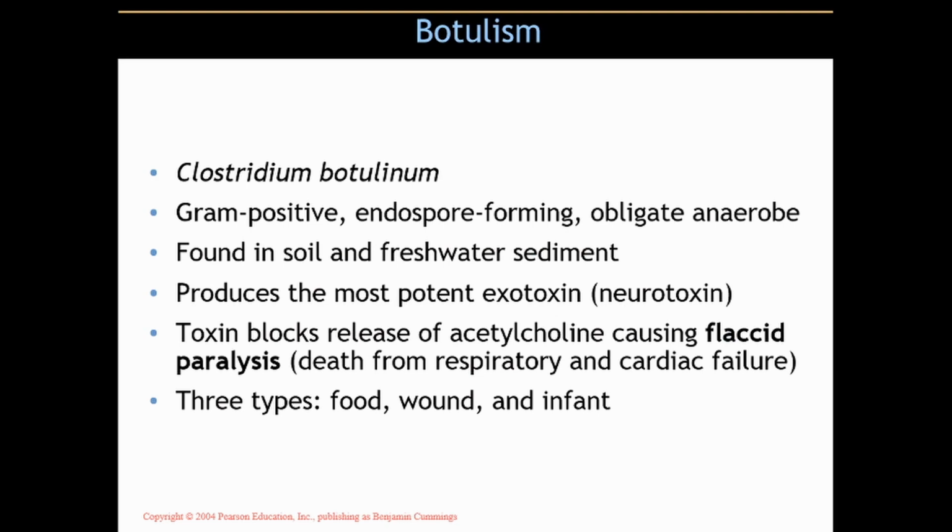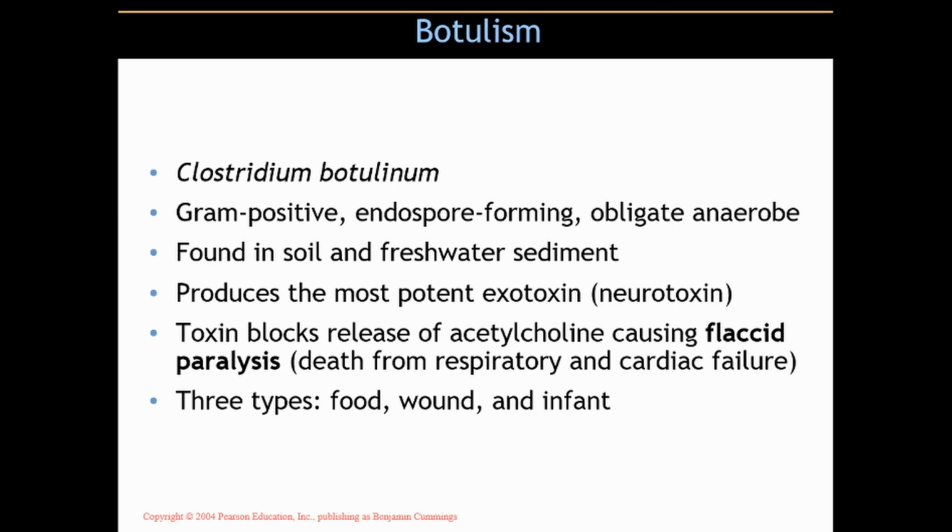Cousin to Clostridium tetani is Clostridium botulinum, a gram-positive endospore-forming obligate anaerobe, same characteristics there as tetani, found in soil and freshwater sediment as well. So this is a soil bacterium as well, and it produces the most potent exotoxin, and it's a neurotoxin just like tetanospasmin. It is the deadliest substance that we know of, natural or synthetic. The botulinum exotoxin is the deadliest substance mankind knows of.